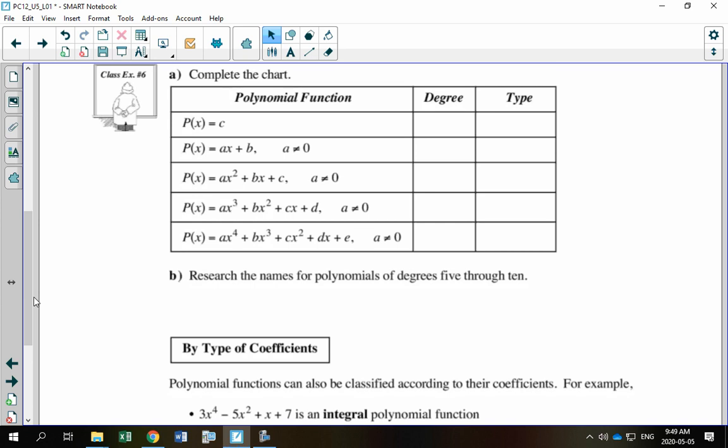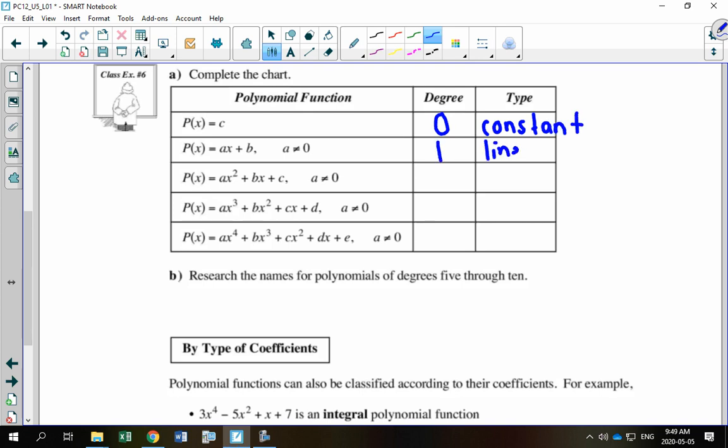Okay, so first one here has a degree of 0, and we call it a constant. Second one here has a degree of 1, which is linear. Then we've got degree 2, which we know is our quadratic.